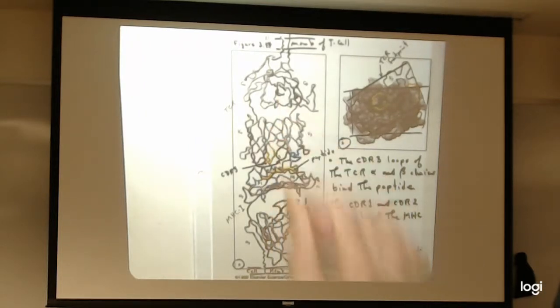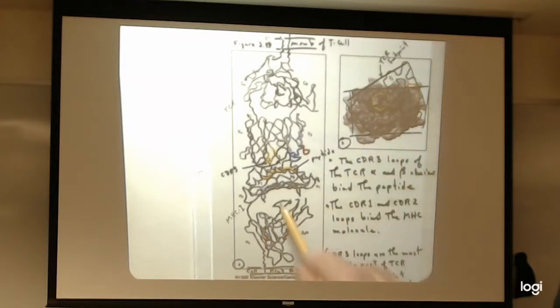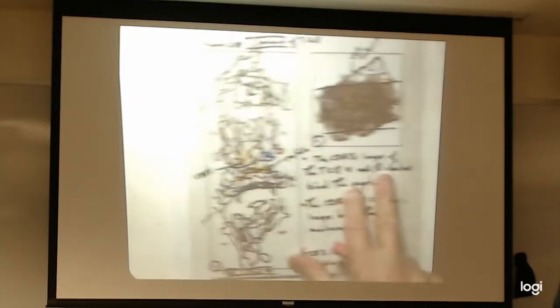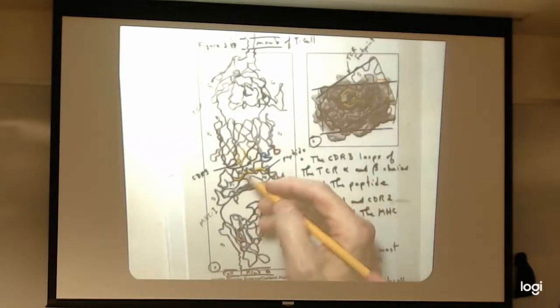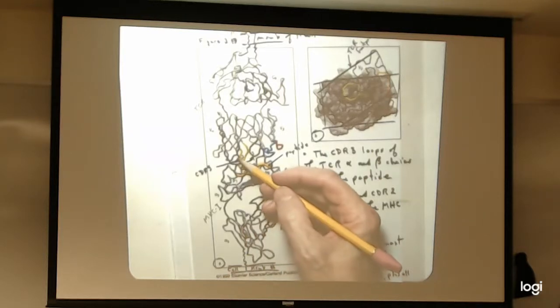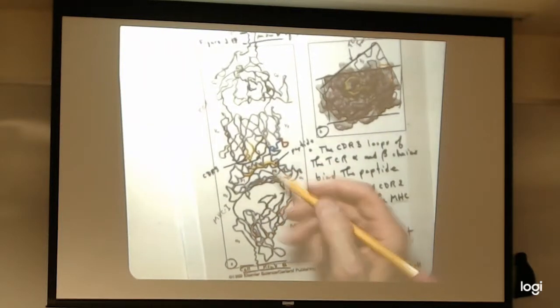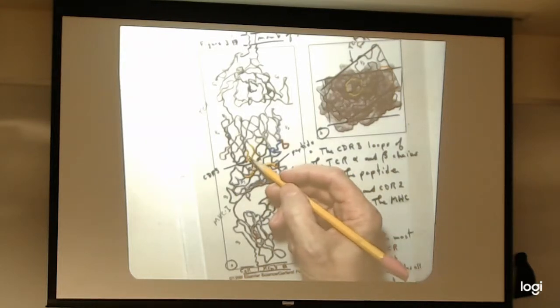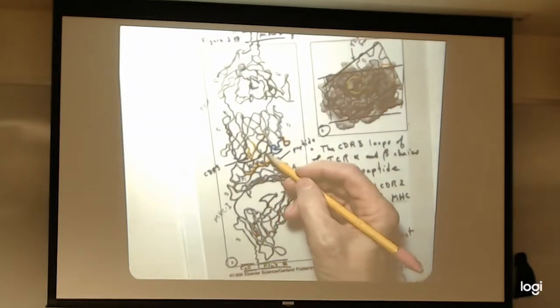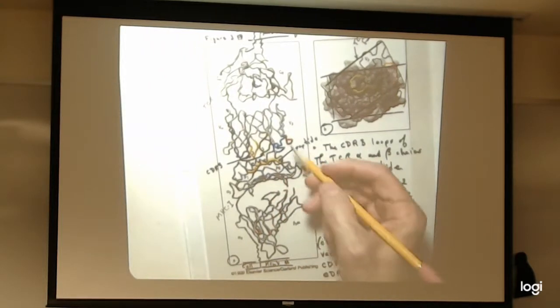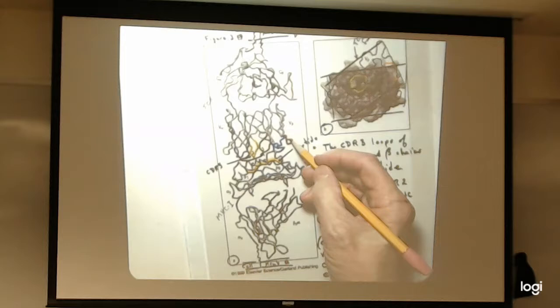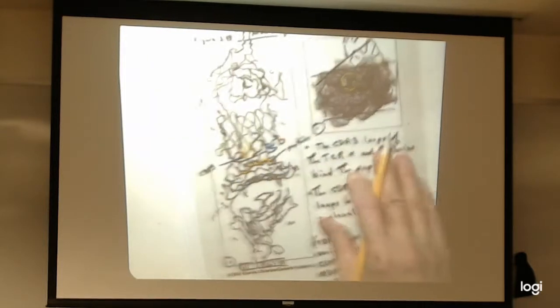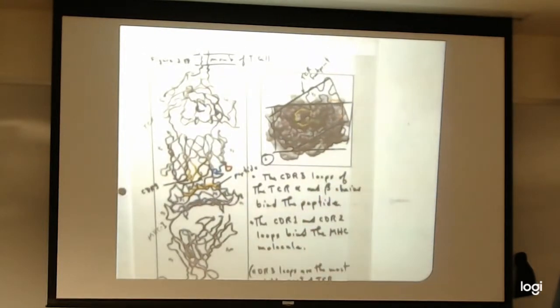And from the crystallographic structure, you can really see what's going on here. And so here are the hypervariable loops, CDR3 from the alpha chain and CDR3 from the beta chain. And then we have the CDR1, CDR2 over here too. Let's look at this from above.